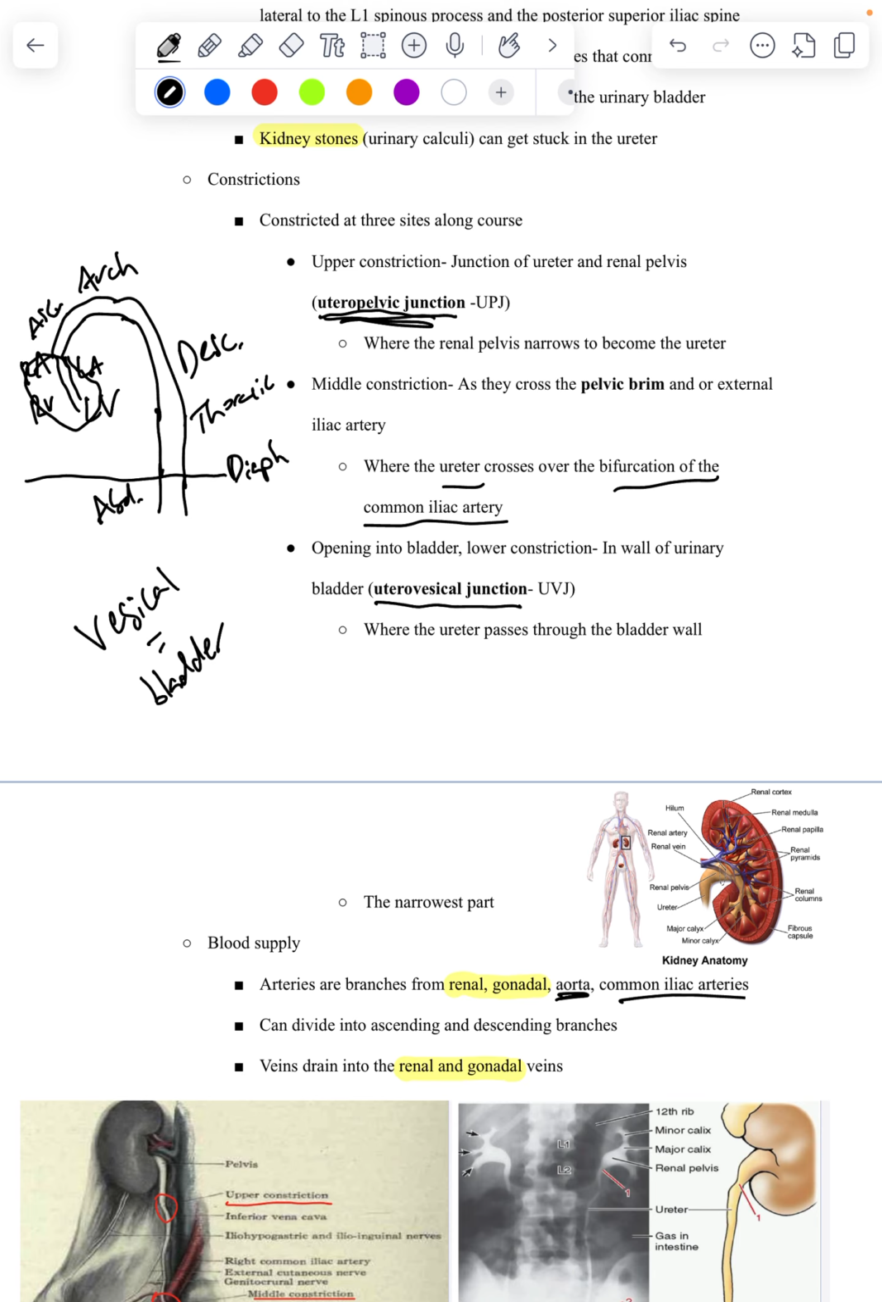So your abdominal aorta will then give you 2 common iliac arteries. So this is a right common iliac artery and a left common iliac artery. Anytime you see common, that means it's going to split. So this will then split into an internal and external. So this is your external iliac and this is your internal iliac. So where this splits on each side, that's where your middle constriction is.